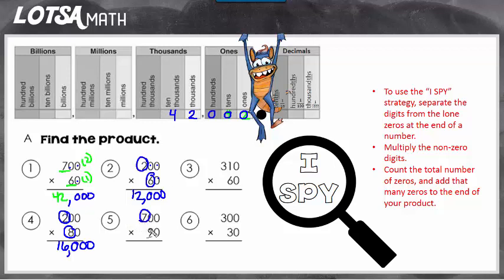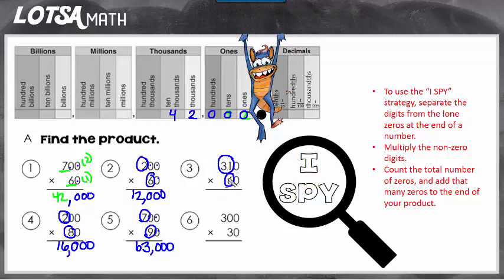On number 5, I spy 7 and 9. 7 times 9 is 63. But I ignored these 3 places in order to make it easy, so now I need to put those 3 places back. Number 3, this one's a little bit different, but I still want to circle the digits that are not the 0. 31 and 6.